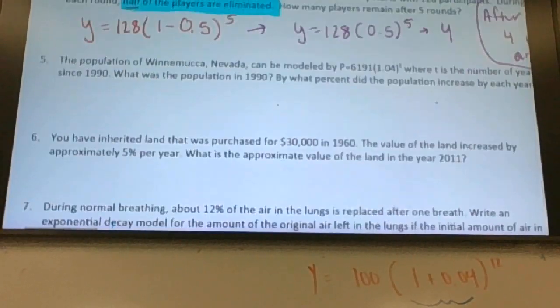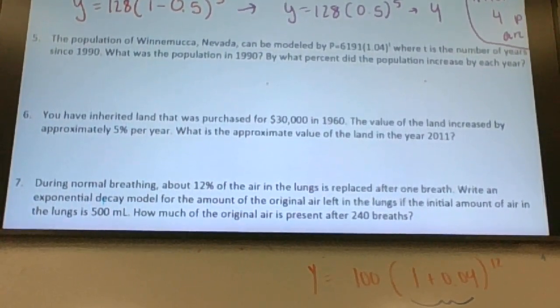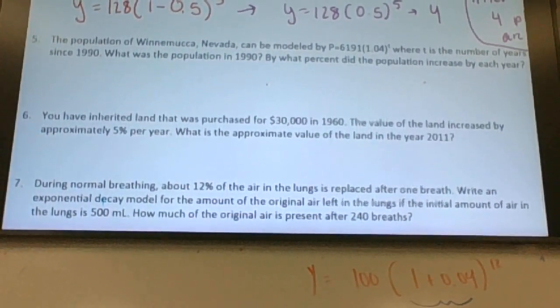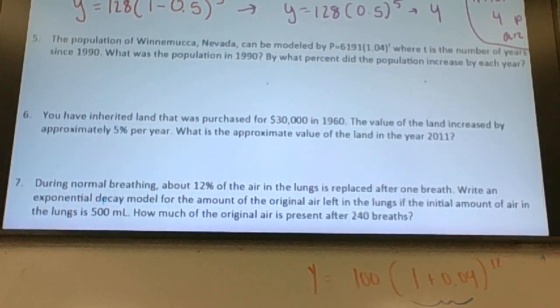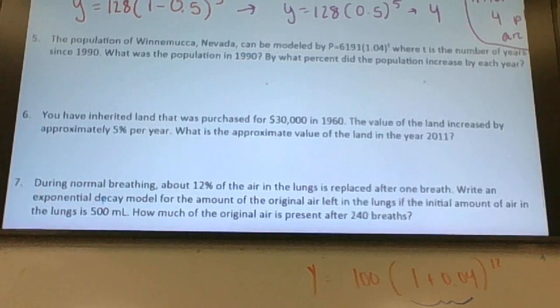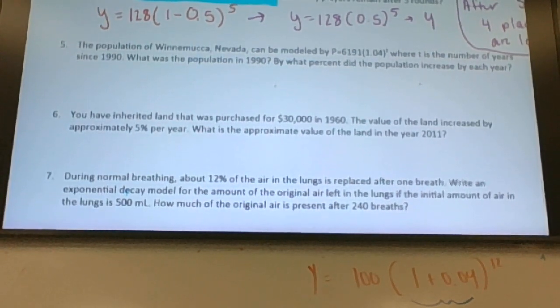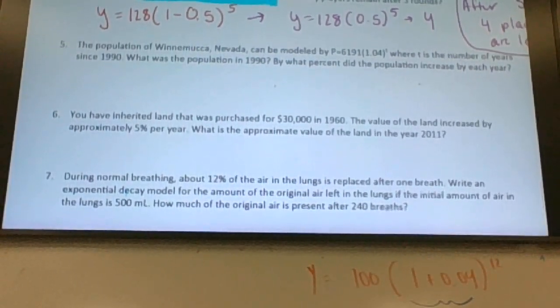Nope, I'm on 5. The population of Winnemucca, Nevada is modeled here. The equation is given for you. This is like your assignment today. You have to pick out the important parts. T is the number of years since 1990. What was the population in 1990?